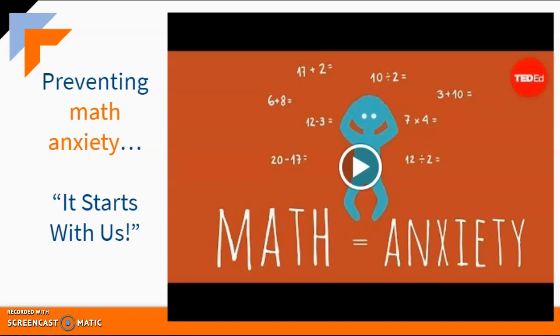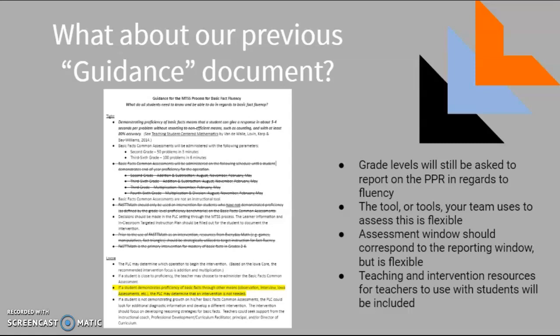This may bring you to wonder, what about our previous guidance document? The guidance for the MTSS process for basic fact fluency. If you take a look at this document that lives in the drive, you may notice that there are some things that are no longer valid on this document. Some things are still true, including if your grade level has a PPR statement on fluency, it will still be there. The descriptors on the PPR for math have not changed because standards have not changed. However, the tool or tools that your team uses to assess fluency is flexible.